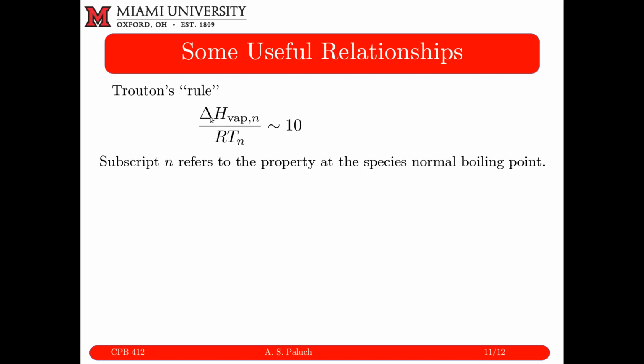So if he computed the ratio delta H over RT, which is dimensionless, for all of his fluids, it appeared that it was approximately equal to 10. Okay, so Trouton's rule is delta H of vaporization over RT at the normal boiling point is approximately equal to 10. So what does this do for me? Well, if I know the normal boiling point, this gives me a way to approximate delta H.